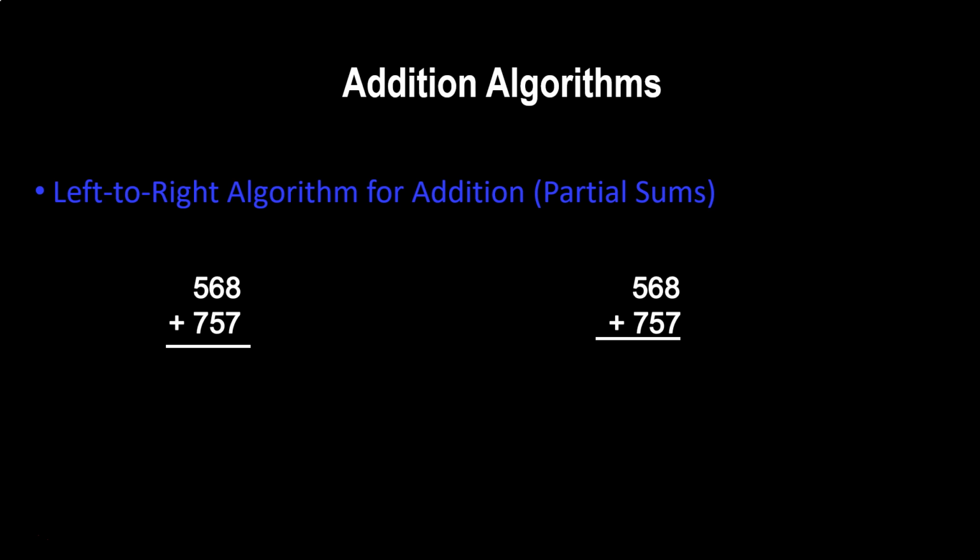This algorithm demonstrates that we do not have to add starting in the ones place. Now, in the standard algorithm, we do add starting in the ones place, but we don't have to. In fact, if we wanted to, we could start by adding in the hundreds place. In this case, that would be 500 plus 700. 500 plus 700 is 1200.